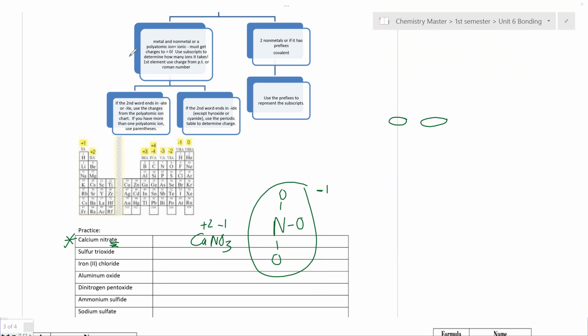Remember, we're trying to get our charges always to be equal to 0. So do these add up and equal 0 right now? +2 and a -1, does that equal 0? No, it doesn't. So I can add some more nitrates, add some more calciums, or add some more of both. Add one more nitrate. Exactly, so you're both right. Add another nitrate, so NO3 -1. Now that does equal 0.